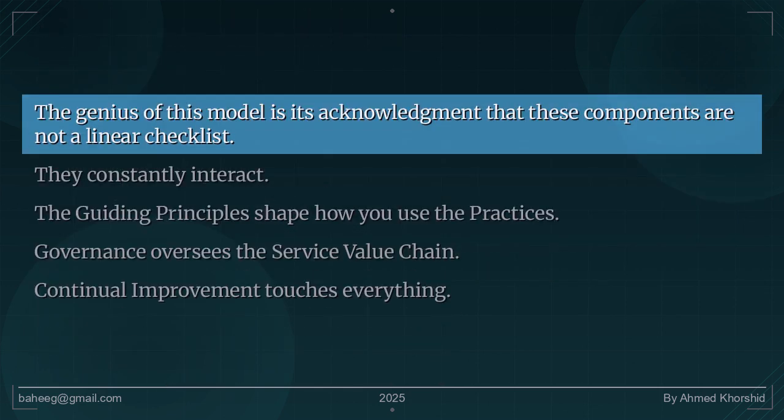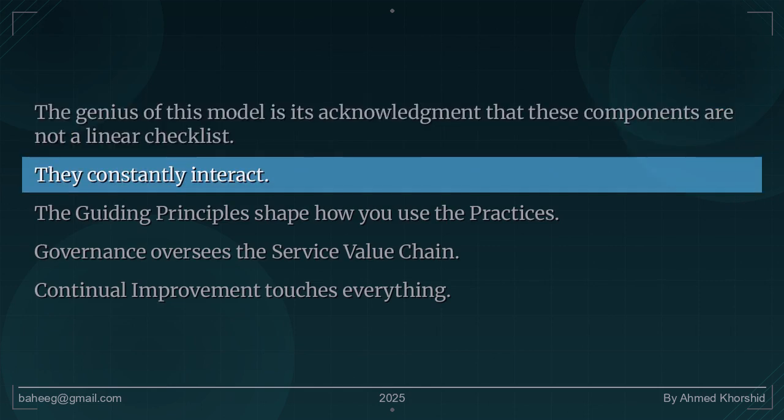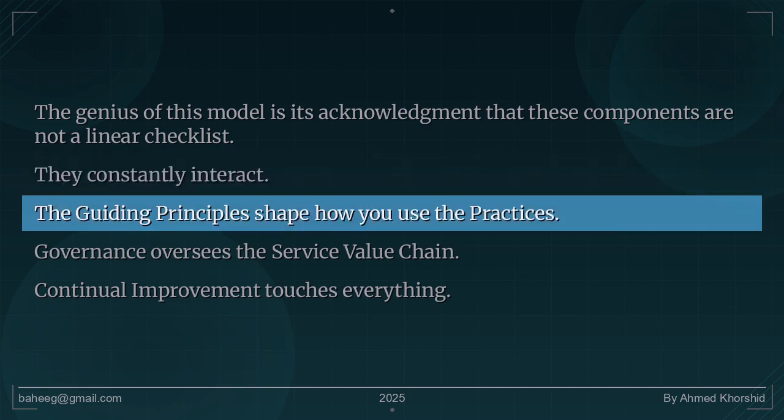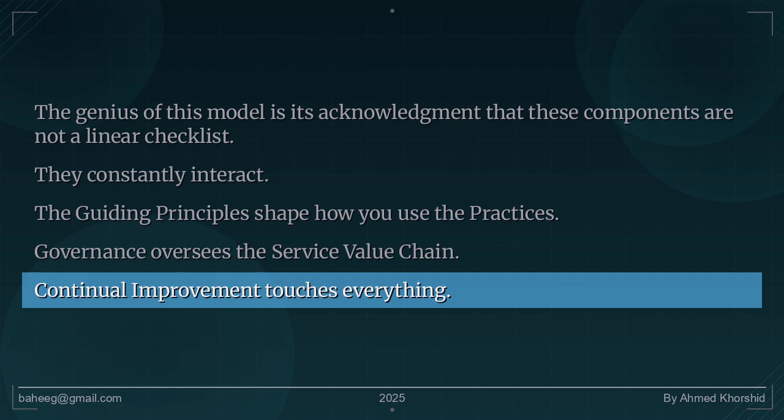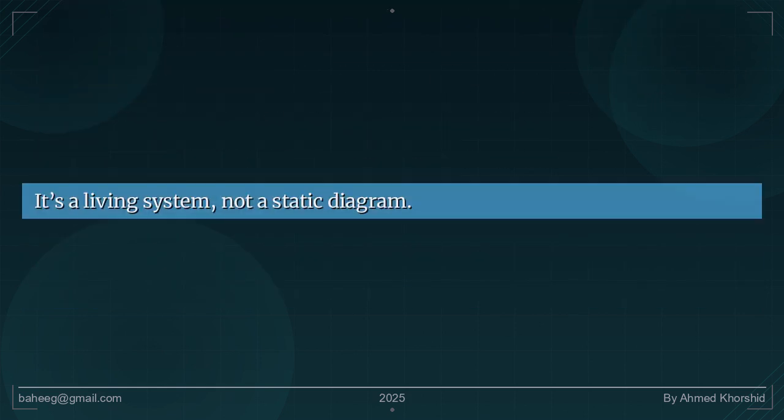The genius of this model is its acknowledgement that these components are not a linear checklist. They constantly interact. The guiding principles shape how you use the practices. Governance oversees the service value chain. Continual improvement touches everything. It's a living system, not a static diagram.